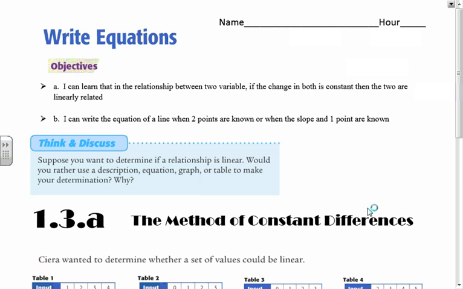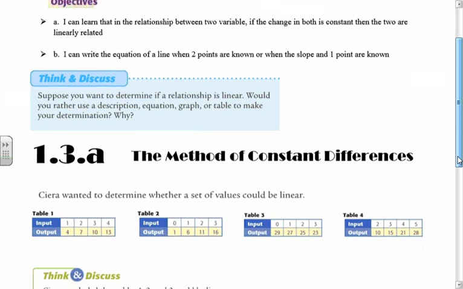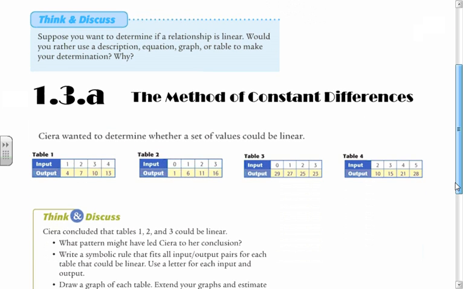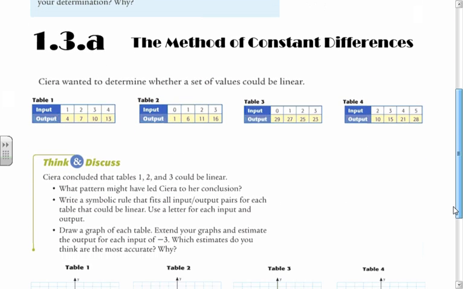Hey students, this is lesson 13A, the method of constant differences. Basically, what we're going to learn is that if the relationship between two variables is linear, then you will notice that the change is constant in both variables. So let's just take a look at a couple examples here and see what we mean.